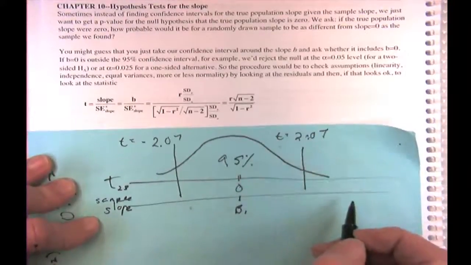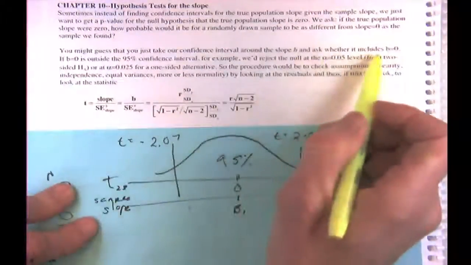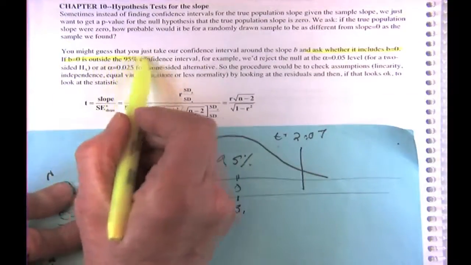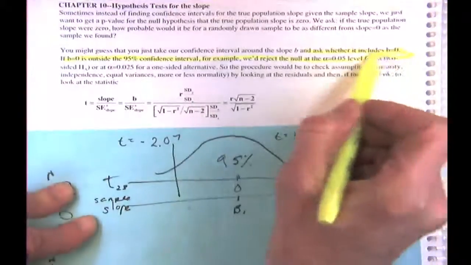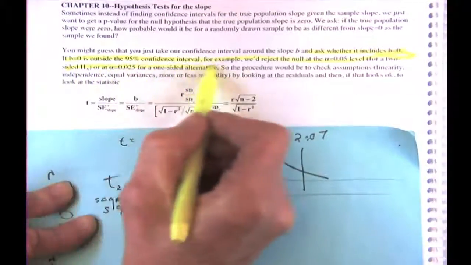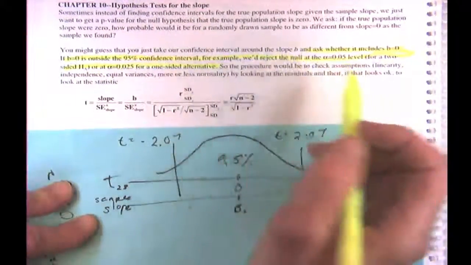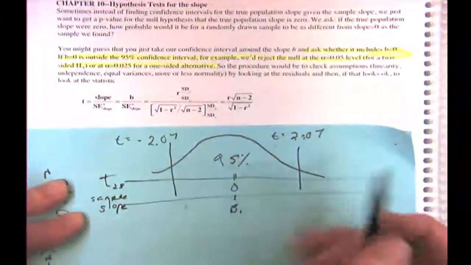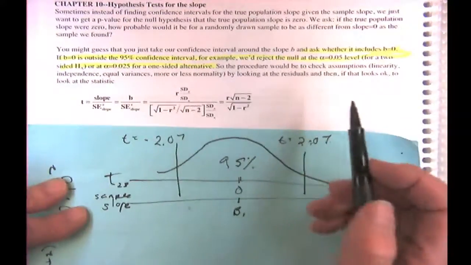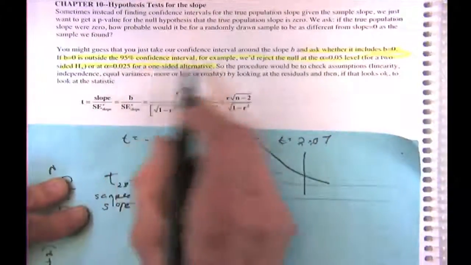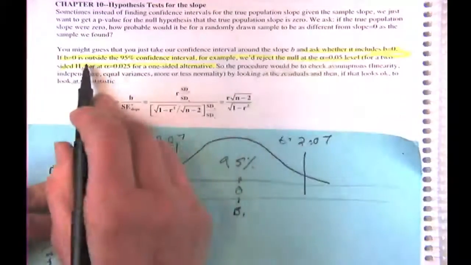So what do I say here? Let's write it. You might guess that if you just took the confidence interval and asked whether it includes 0. If B is outside, for example, we'd reject the null at the 5% level for two-sided. Let's just understand that before we go on to make sure that is what you'd be thinking, because that seems completely reasonable. So that says that if we get a sample that is outside, we ask whether it includes 0, if it's outside.